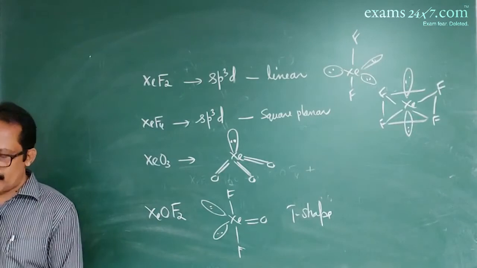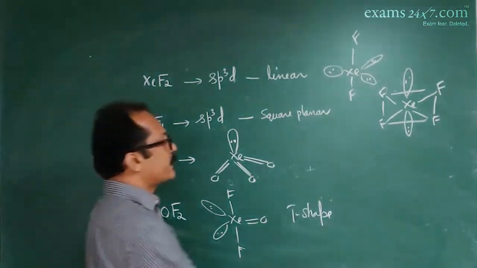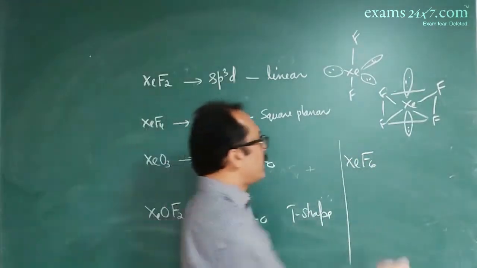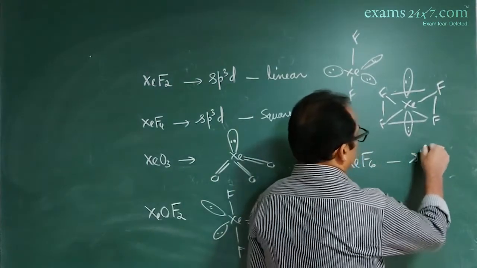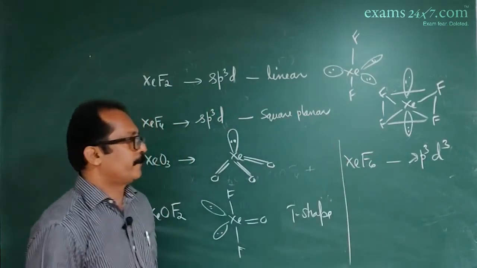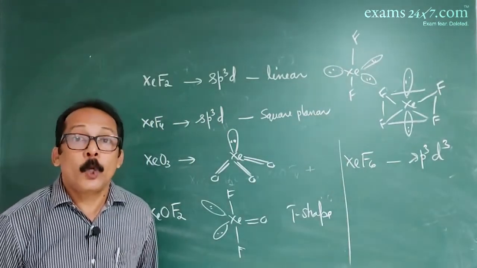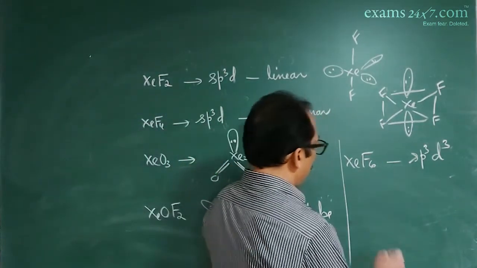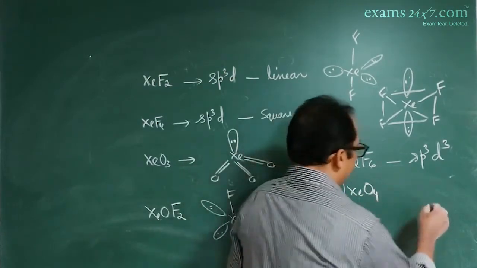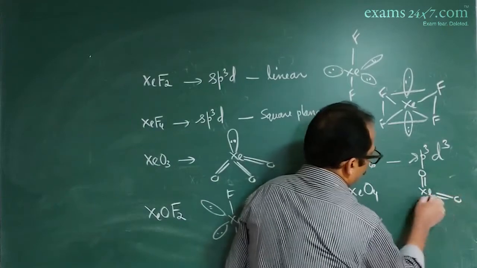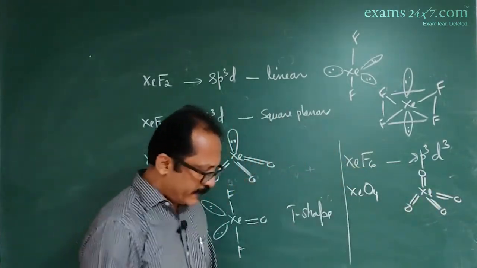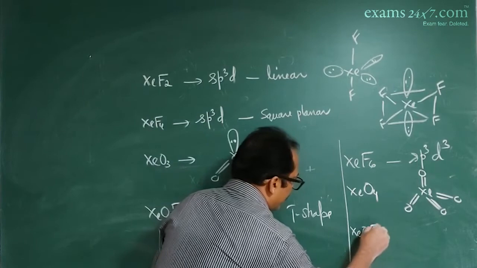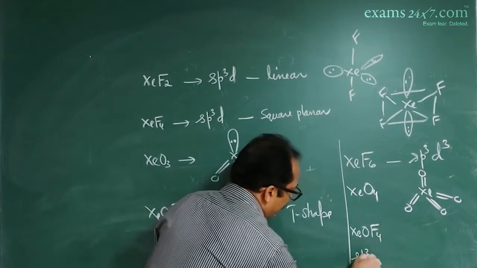Next important compounds of xenon, about xenon hexafluoride. It has distorted octahedral geometry, and the type of hybridization is sp3d3. There are 6 bond pairs and 1 lone pair, because the lone pair changes the geometry of the molecule. Now, next one, xenon tetroxide. See. Okay. Geometry is tetrahedral.